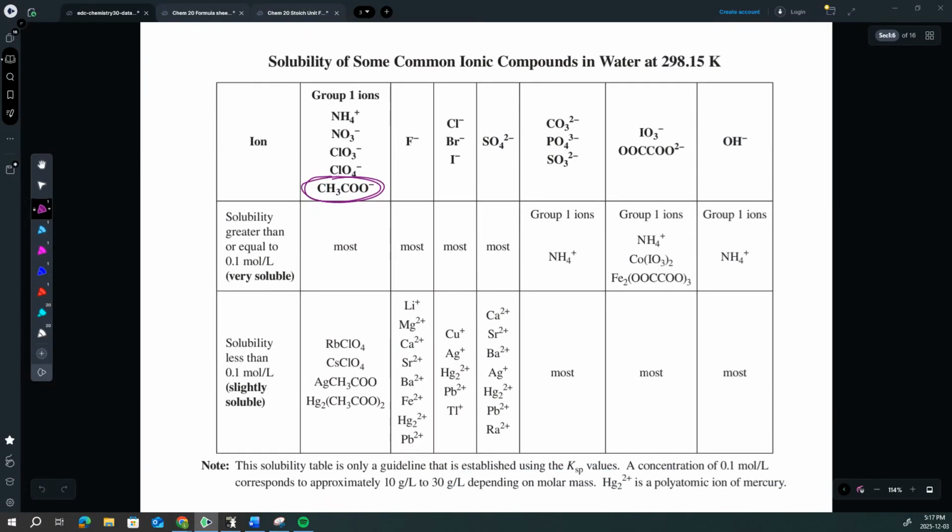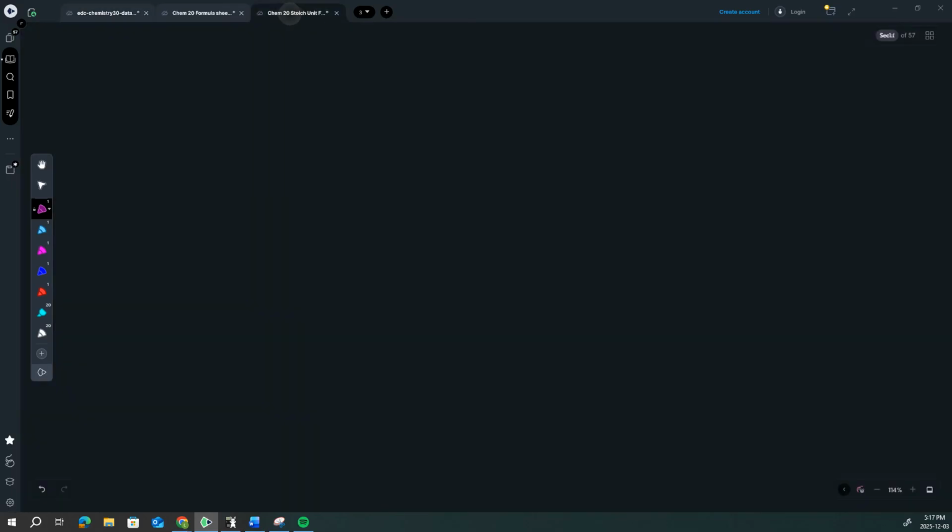Let's see what the state of barium chloride is. So chloride is right here. Most things are soluble, but let's double check. Barium is not here, so it is soluble.